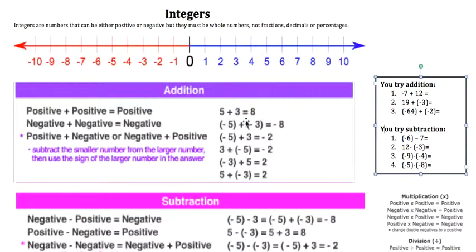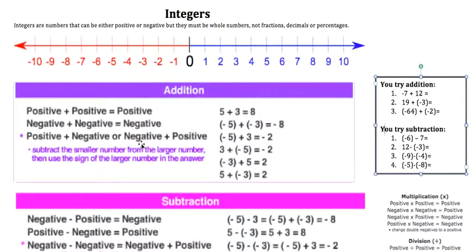Something that may not be that new to you is a negative plus a negative. If we have a -5, for example, over here, and we add a negative onto that, it would go like this: 1, 2, 3. So it would be a -8. A negative plus any negative is always going to equal a negative number.